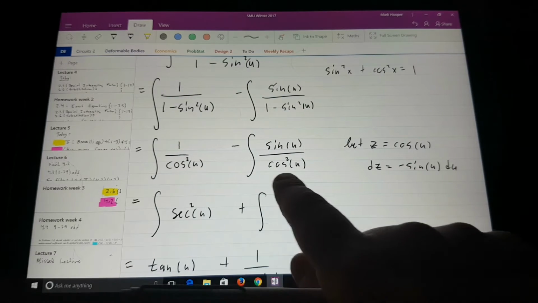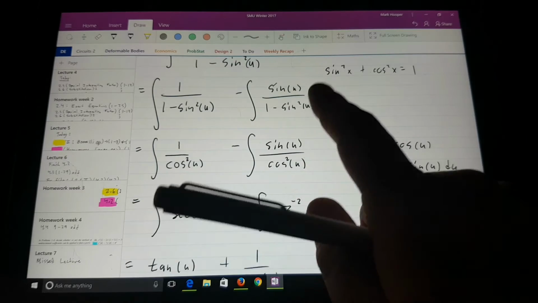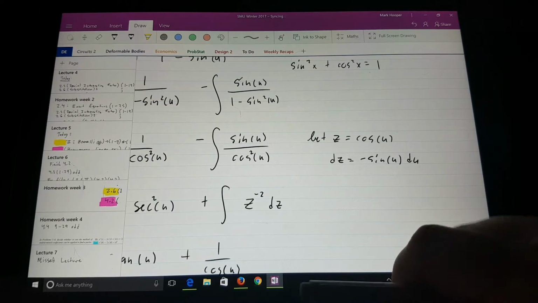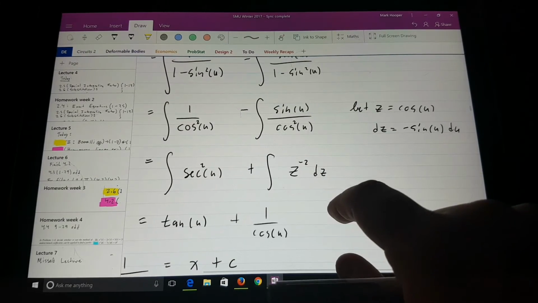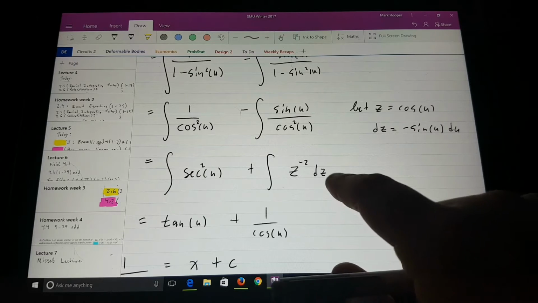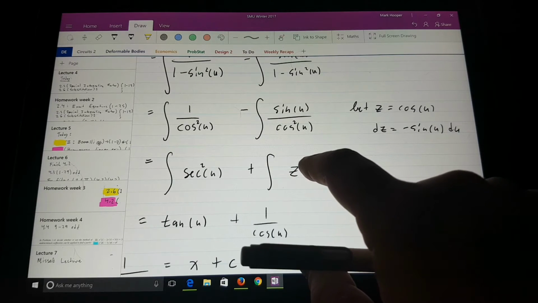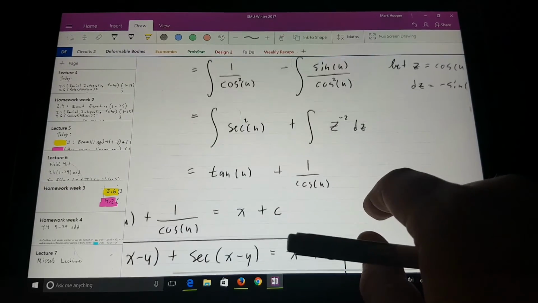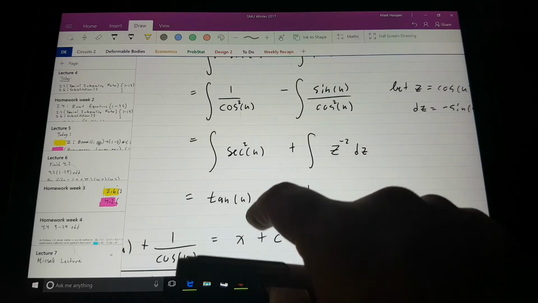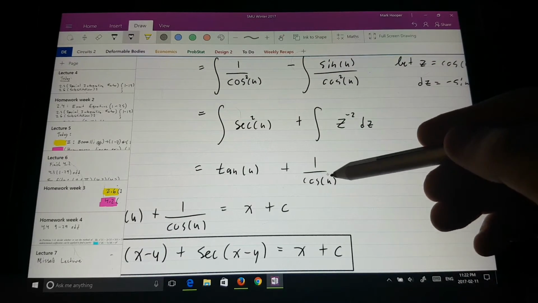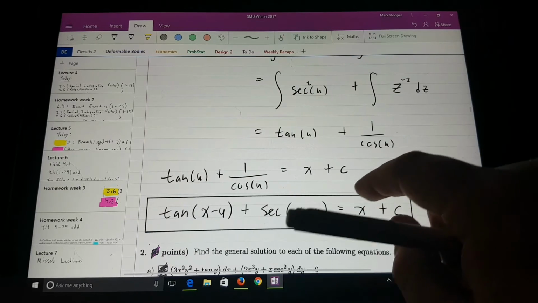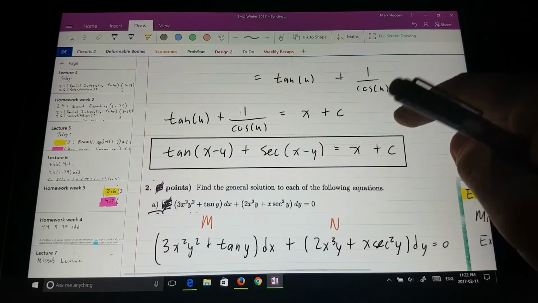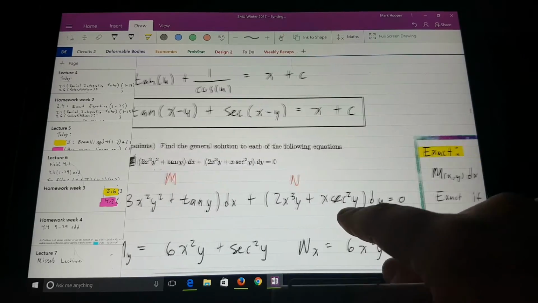So then we have this, and this is that. This one we can do a substitution, but I've used u already, so I'm going to use another one called z. So I said z is cosine u, so that's 1 over z squared, and that negative disappeared. We get that. Everybody knows this one, that one's great, that's well behaved. And then this is 1 over cosine u, which is secant. And so tan u plus secant u equals x plus c, and that's our solution, or implicit solution for that.